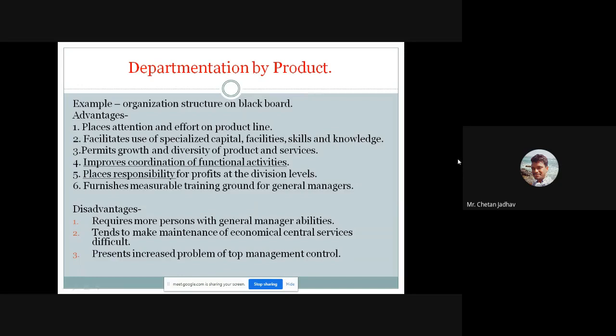Second product, buses, four cars, two wheelers, three wheelers. Like this way we will divide each and every department. So we will require more persons for each and every product department. This is the main difference. This will be a disadvantage. This will lead to more cost for the organization, and maintenance of economical central service is difficult.